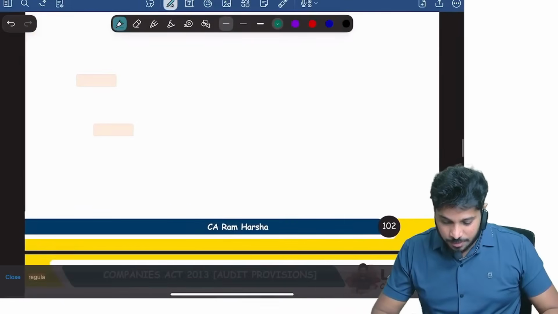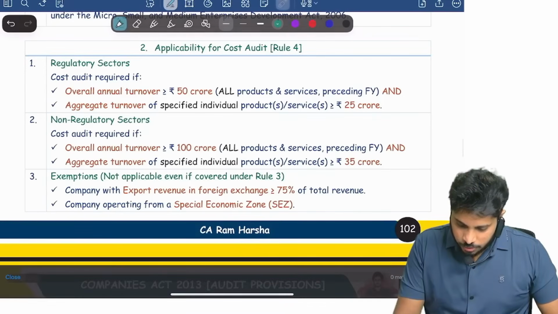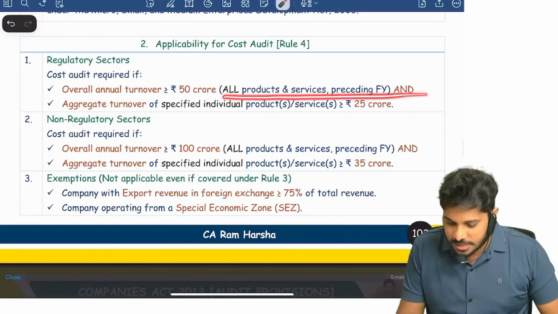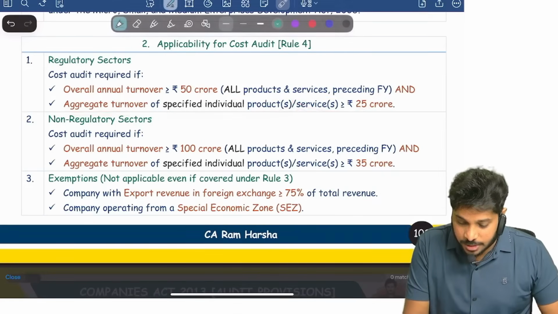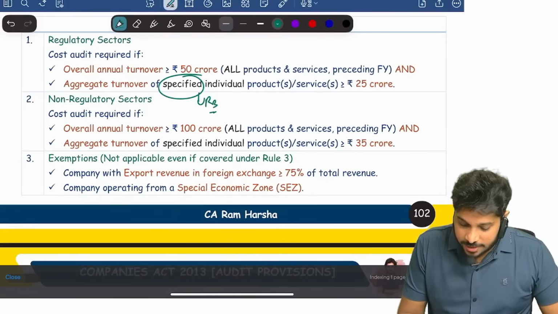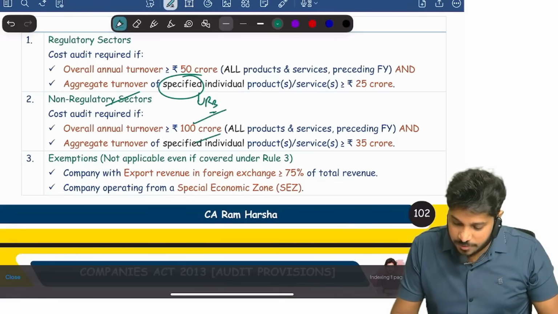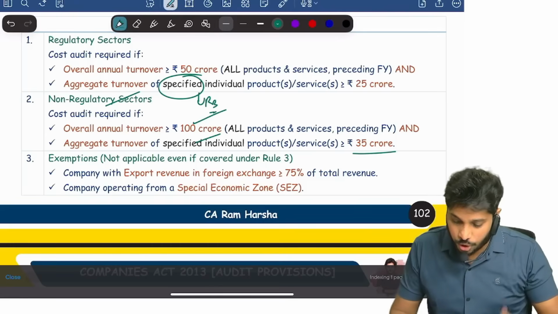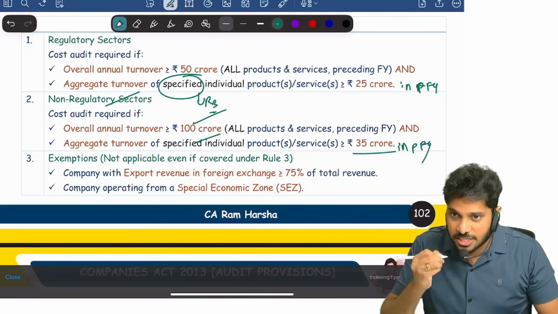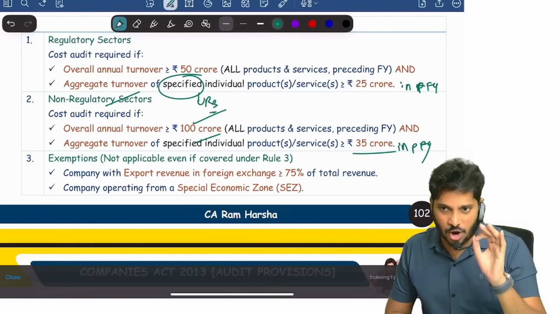Now you see in our book we have given every point clearly. Cost audit is required if overall turnover is minimum 50 crore or more from all products and services, and aggregate turnover of specified individual products, specified meaning Rule number 3. Non-regulated sectors are also liable for audit if overall turnover is 100 crore or more and specified products turnover is 35 crore or more, seen in the preceding financial year. That's it. Cost records, cost audit, exemption, applicability is completely done.